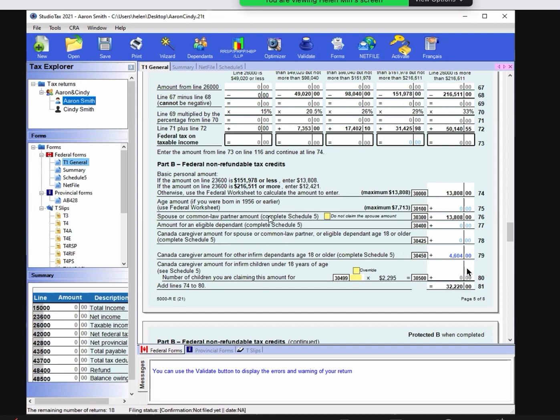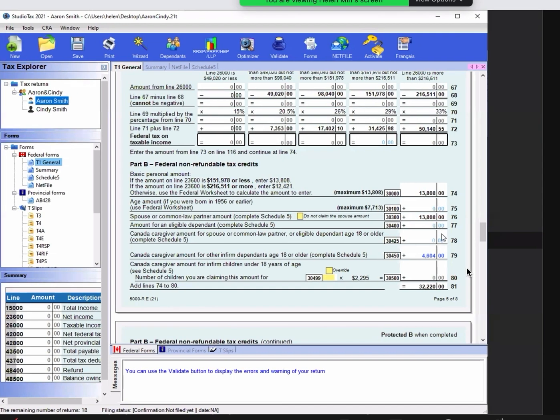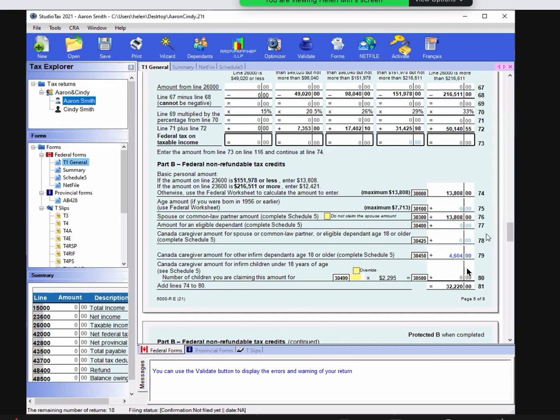Okay, so she applies for line 77 and another, line 78. 78 is the Canada caregiver amount for sponsor or partner and eligible dependent age 18 and older. So she got the 77 and 78. Then she got two amounts here. She put for 78 is 8,300 something. Then this amount is 13,808. She got two here.